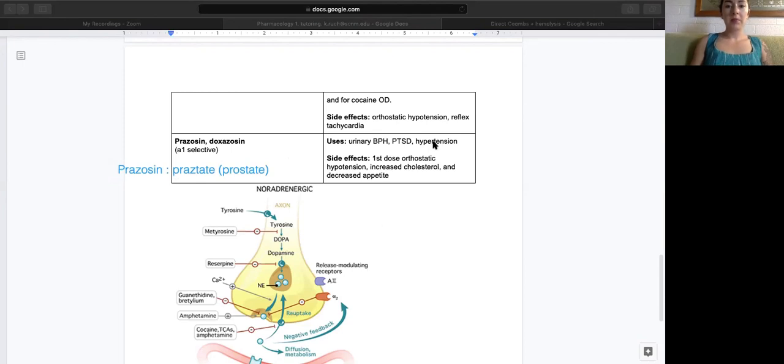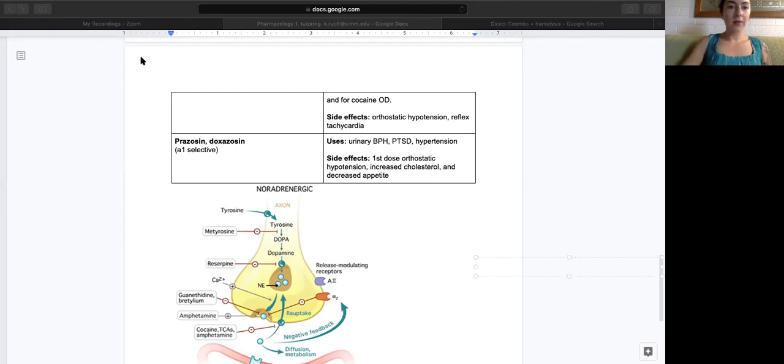It's also used for PTSD and hypertension, and that makes sense for the hypertension, right? If you're blocking alpha-1 on the postsynaptic membrane, they're not going to receive that norepinephrine. Their blood pressure will stay lower. Some side effects: first dose orthostatic hypotension. I don't know what differentiates this drug from the others and why it only has that first dose orthostatic hypotension, but it does. Increases cholesterol and decreases the appetite.